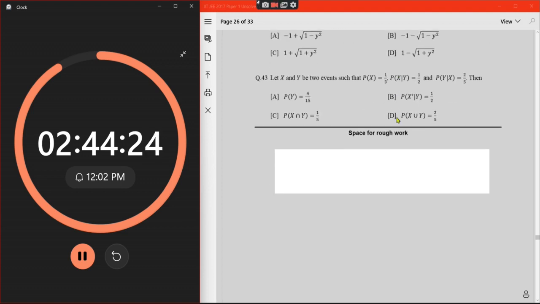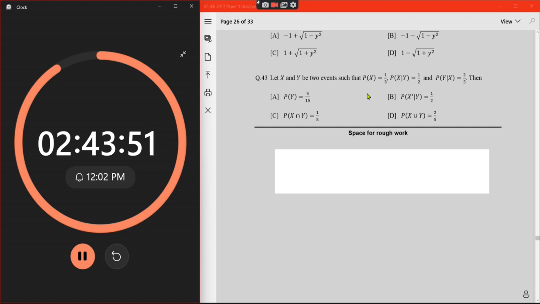43. Let x, y be events such that probability of x equal to 1/3, probability of x given y equal to 1/2, probability of y given x equal to 2/5. This is x, this thing is y. Probability of x given y is this thing, probability of y given x is 2/5. So 2/15 is probability of x intersection y.